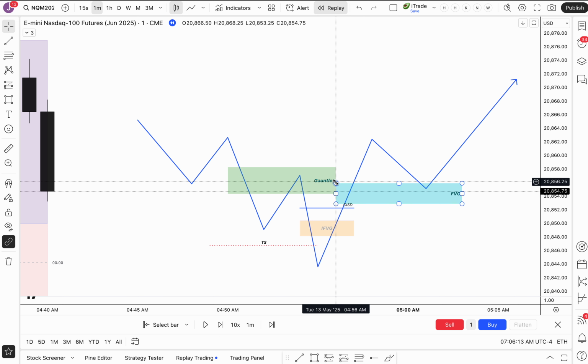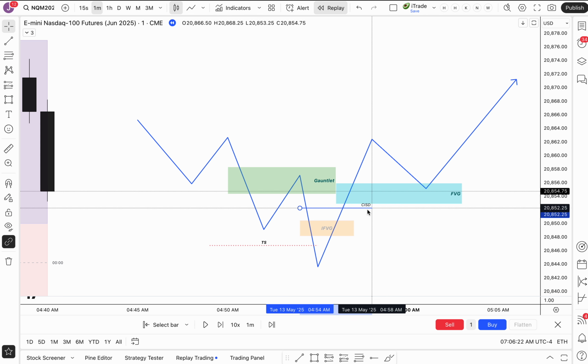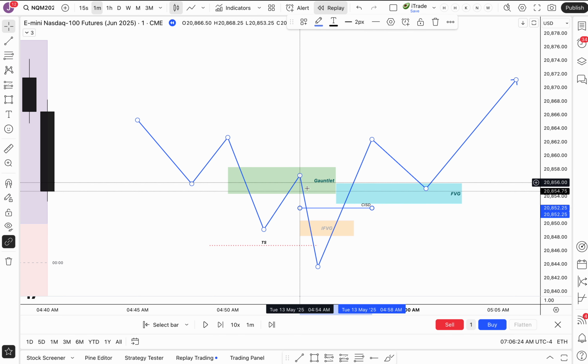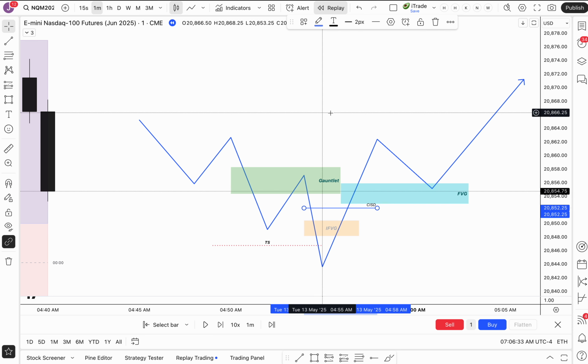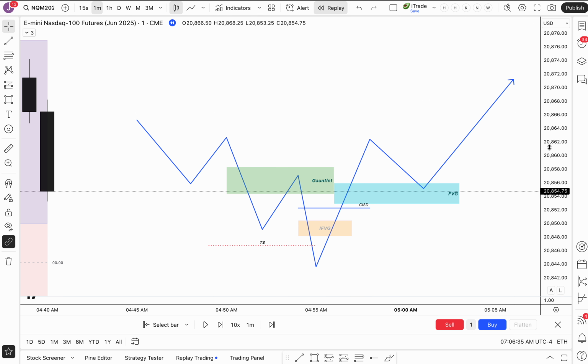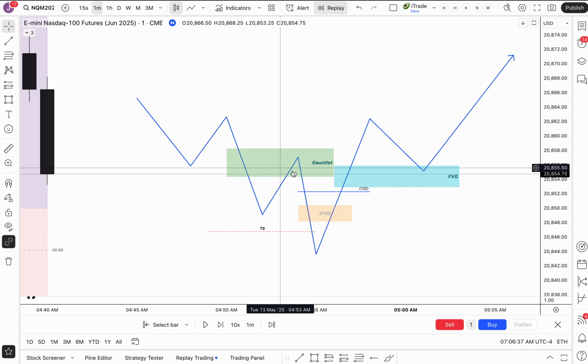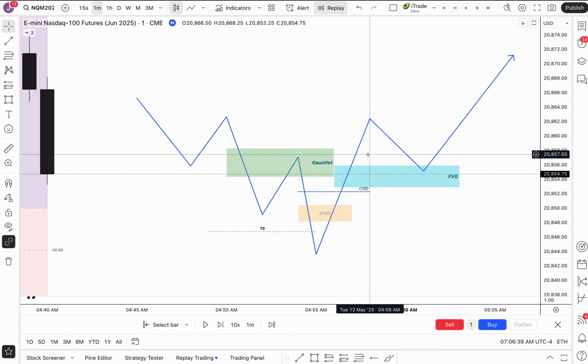But what this does is give you extra confirmation, and it kind of makes you wait. Instead of just going in right here on the CISD, it makes you wait until price gets above and starts to really create that right side of the curve, and then we come back and test it, and that's when you can get in. Also, with balanced price ranges, it really plays well into that, and I'll show you what I mean.